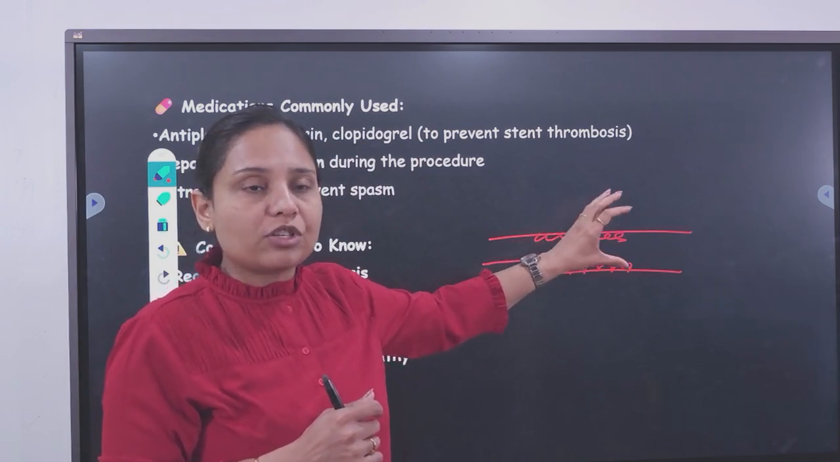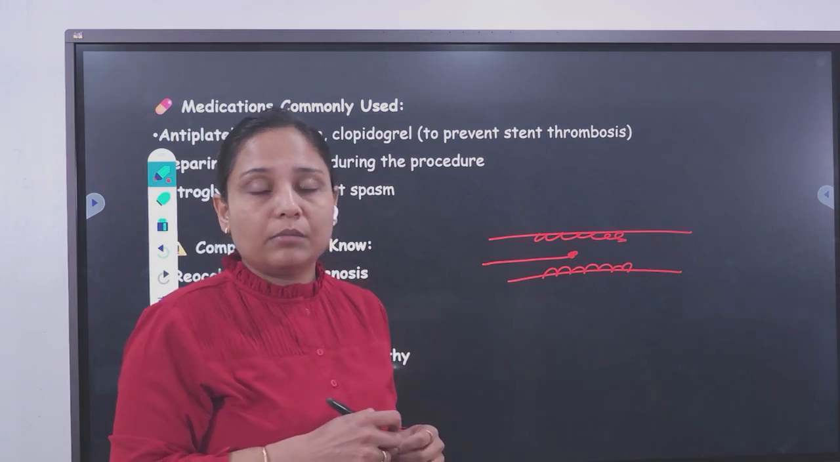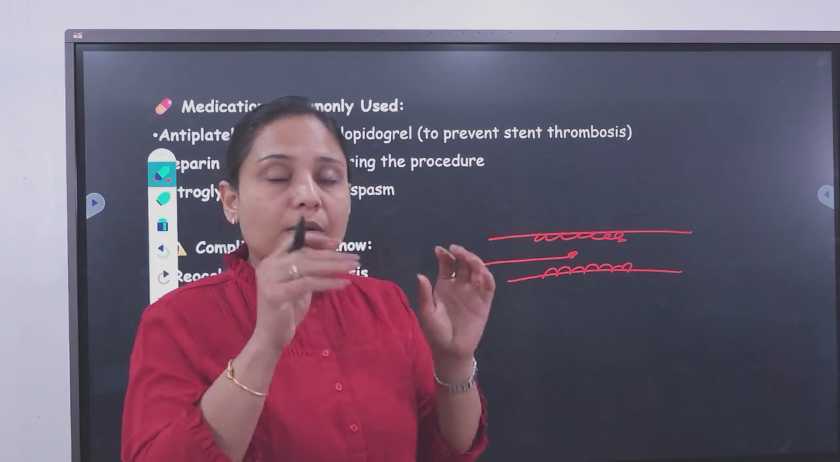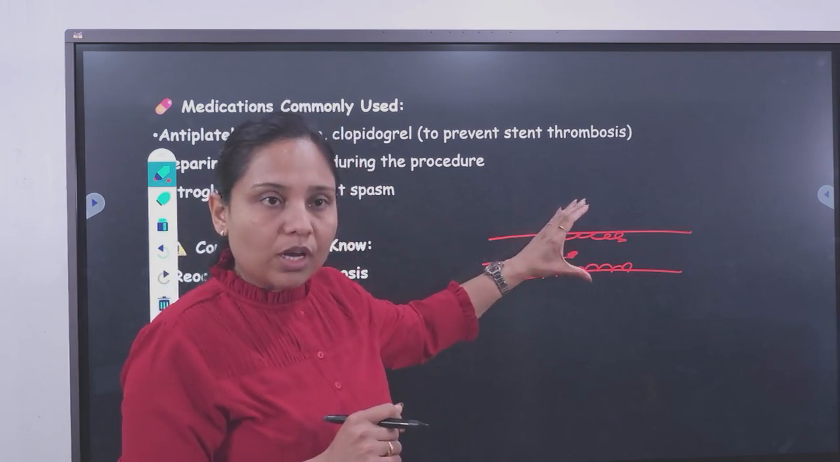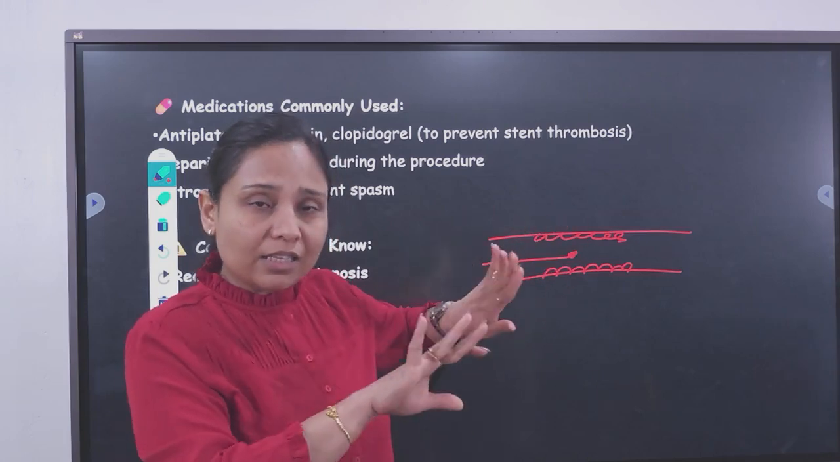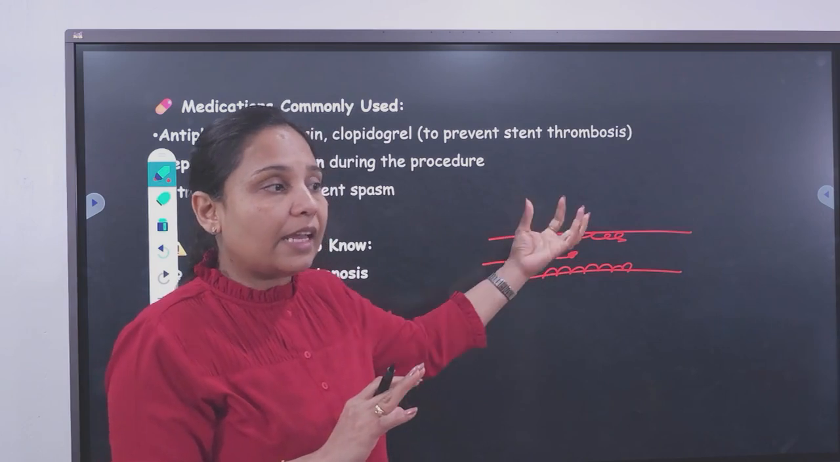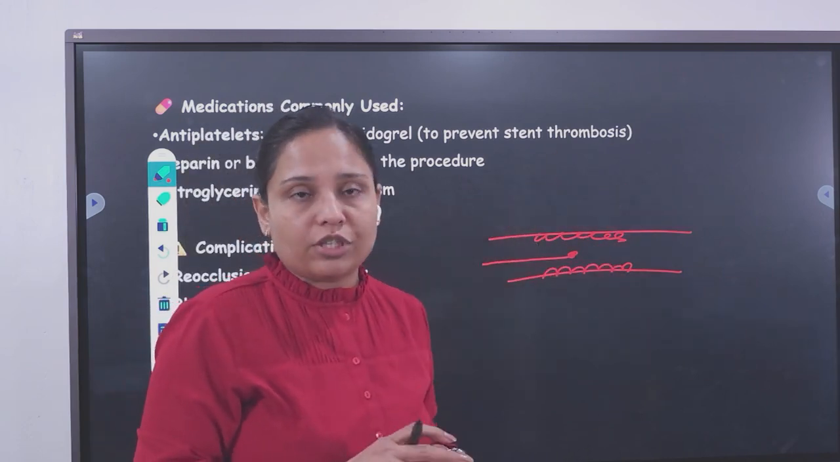But with that inflation of the balloon, you may rupture the artery. Bleeding होने के लिए chances है. Hematoma formation के लिए chances है. The most important complication is when you are trying to inflate the balloon, when you are trying to compress this atherosclerotic plaque, sometimes possibly this plaque can get detached from the wall and can move into the circulation.